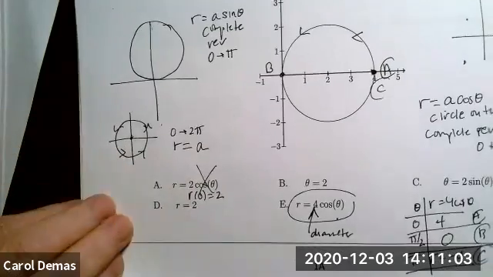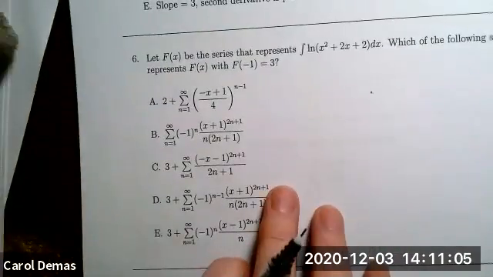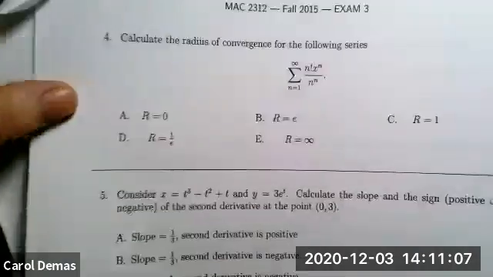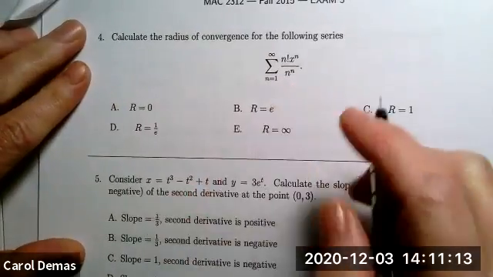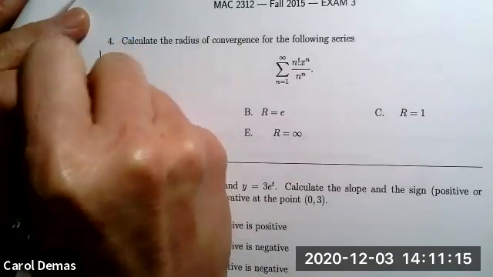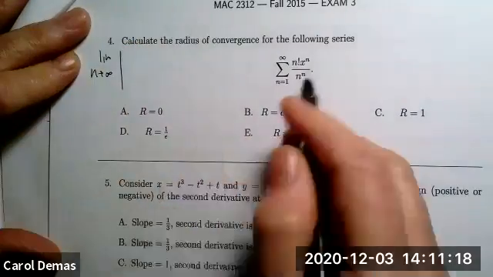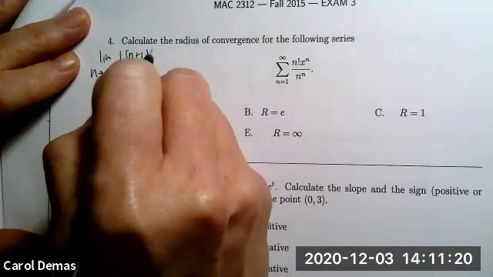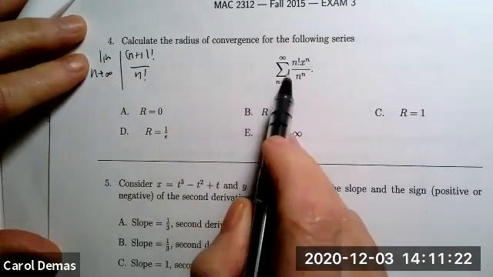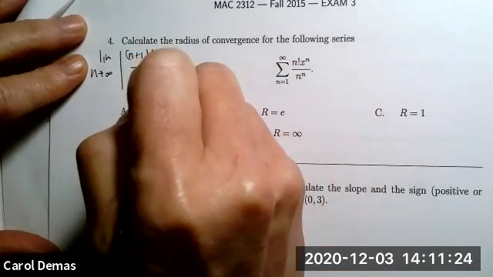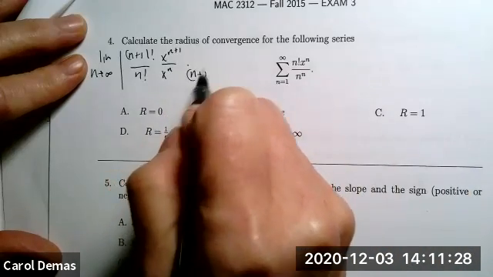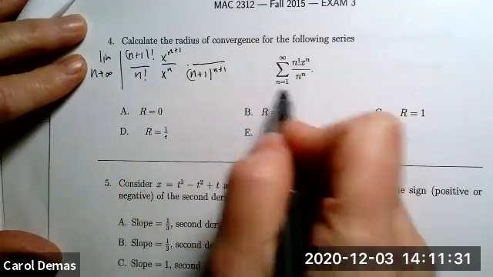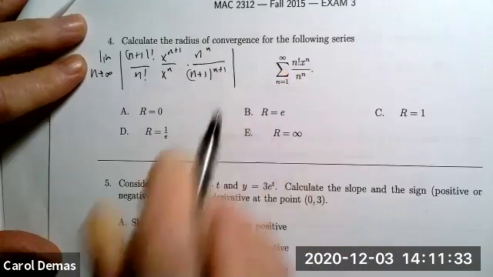All right. Let's do radius of convergence for this series. And to do this, we're going to do the ratio test. Let n go to infinity, and we'll have n plus 1 factorial over n factorial, x to the n plus 1 over x to the n, and then we'll have n plus 1 to the n plus 1 on the bottom and n to the n on the top.